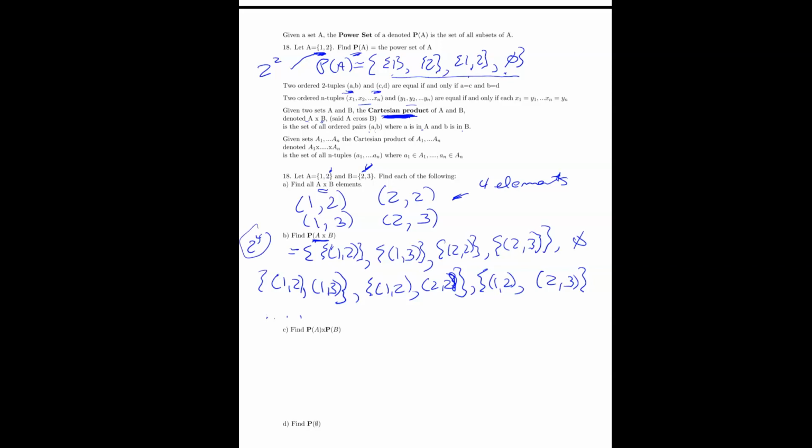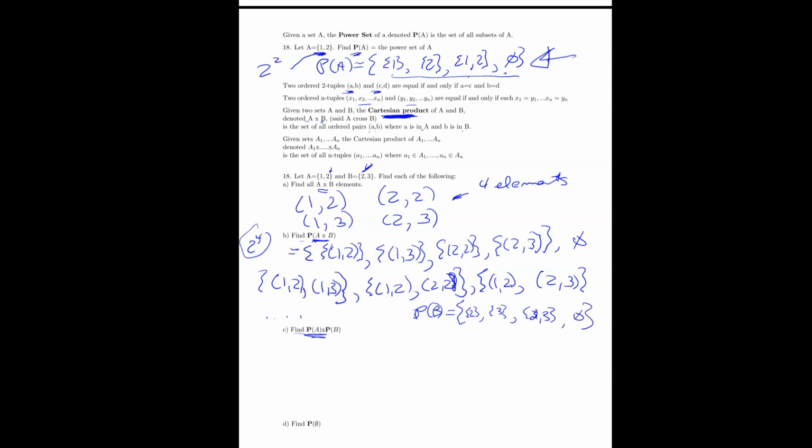So I'm not going to write all 16 of them out. I just want to make sure you understood what the sets look like that are in the power set of A cross B. This is very different. So we've got the power set of A right here, right? If I was to write out the elements of the power set of B, they would be the set {2}, the set {3}, the set {2, 3}, and the null set.